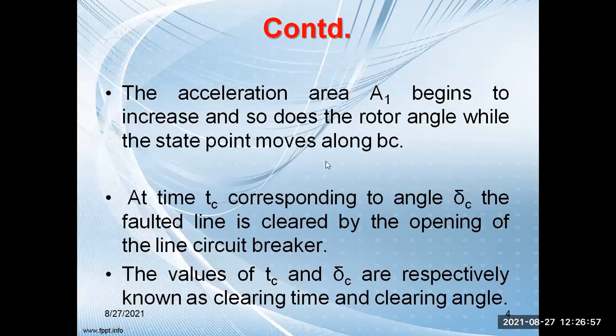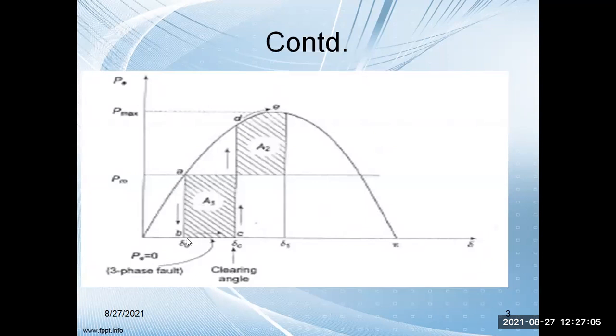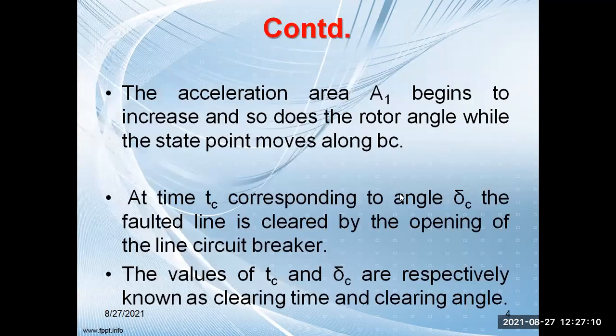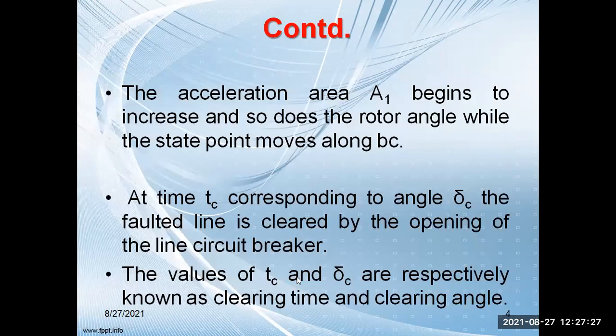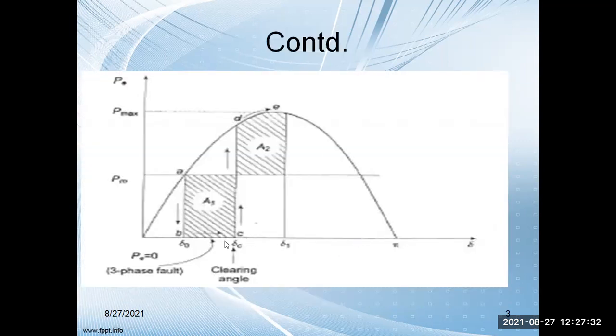Now we understand that as the acceleration area A1 begins to increase, so does the rotor angle, while the state point moves along BC. This is your accelerating period from B to C. At time TC, corresponding to angle delta C, the faulted line is cleared by opening of the line circuit breaker. So at delta equal to delta C, the breaker has cleared the fault and the line is again restored. The values of TC and delta C are respectively known as the clearing time and the clearing angle. This is very, very important. This is the clearing angle and clearing time.